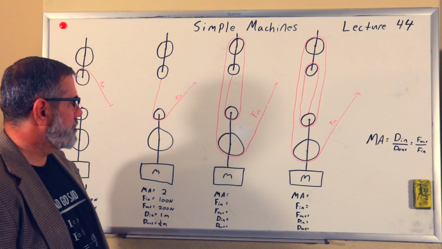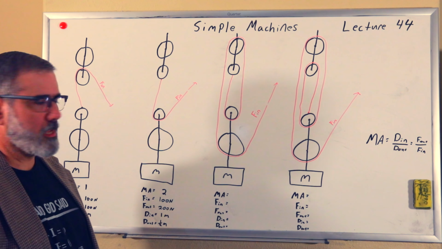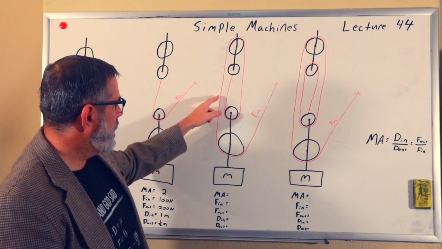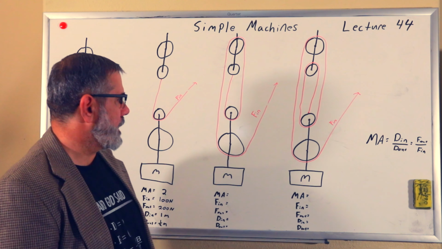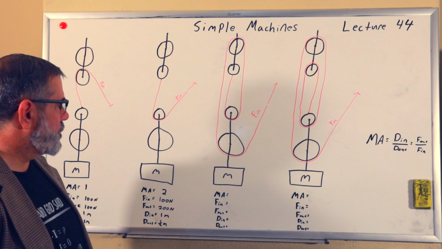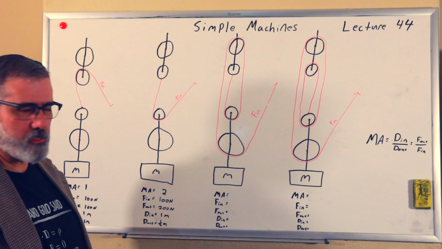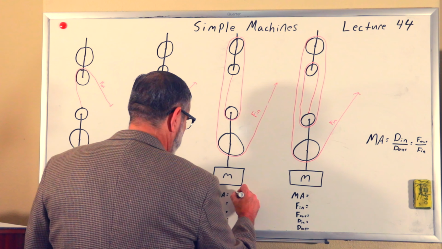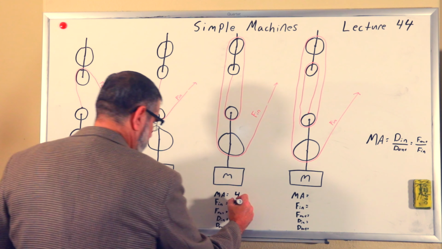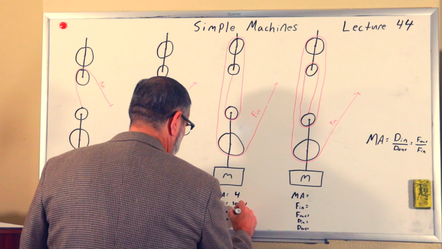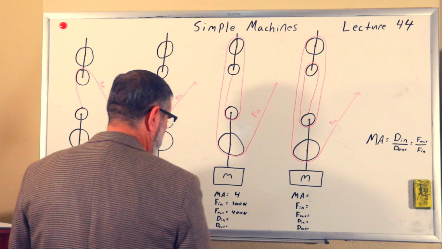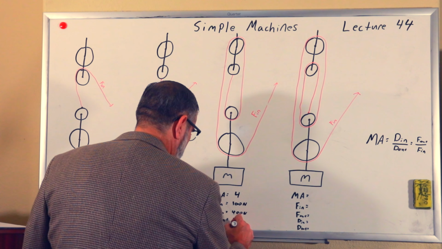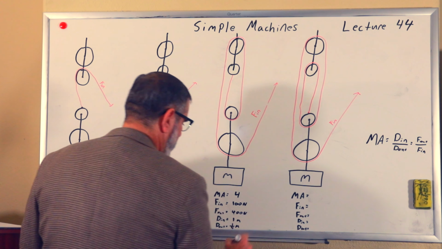All right, let's look at the third system. How many lines do we have supporting the weight this time? Well, you can kind of cut across them and see, right? You got 1, 2, 3, 4 lines, right? So the tension is cut by 4 because there are 4 lines supporting it, okay? So that makes the mechanical advantage here 4, which means that if I put in 100 newtons, I will get out 400 newtons, okay? If I move it 1 meter, it will only move the weight 1/4 of a meter, okay?